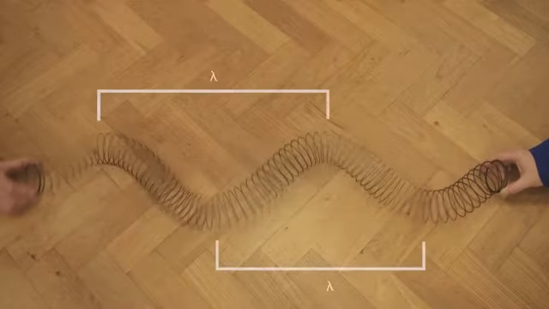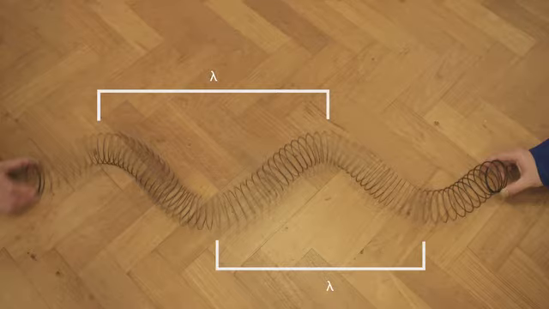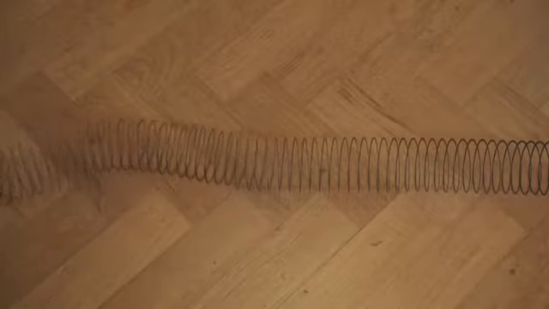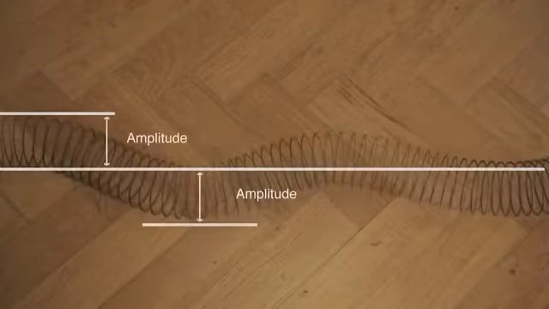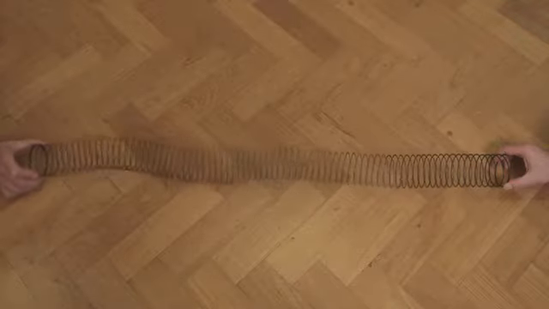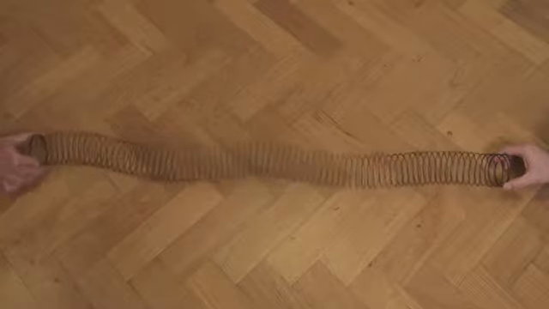The distance between two successive peaks or two successive troughs is called the wavelength. The amplitude is the distance from equilibrium, the middle point, to a peak or a trough. When this distance is short, the wave is described as having a small amplitude. Notice that as the number of oscillations increase, so does the amplitude.